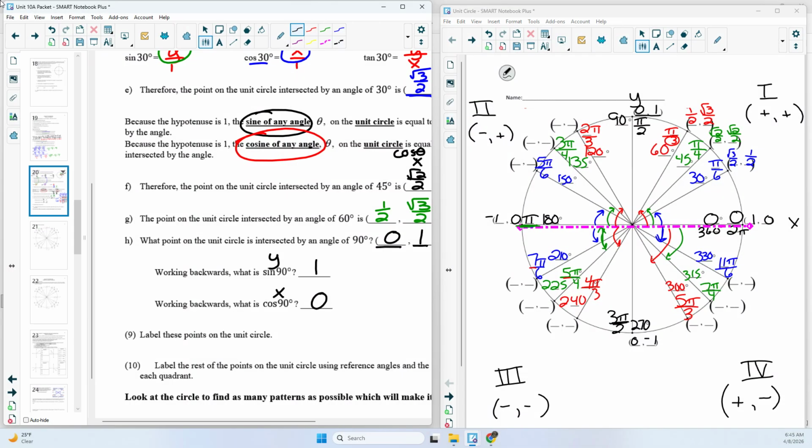Okay? So we already did step 9, right? We labeled these points on the unit circle. And now we can go around and label the rest of the points using this idea of reference angles. So if I think about this angle over here, 30 or pi over 6, I can see symmetrically that it has the same x and y values as what I have over here for 150 or 5 pi over 6, except we know that the x value has to be negative.